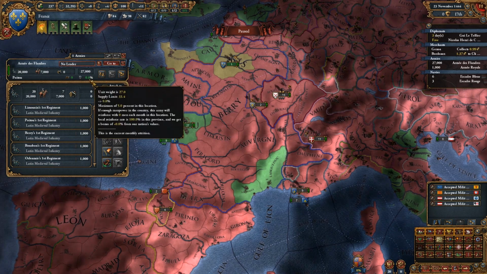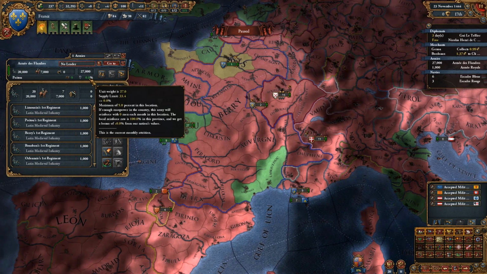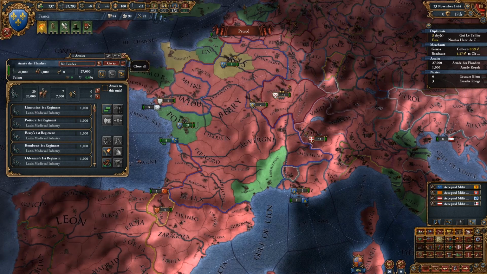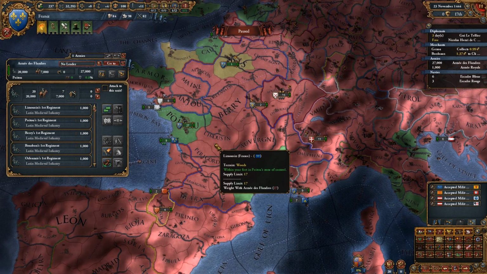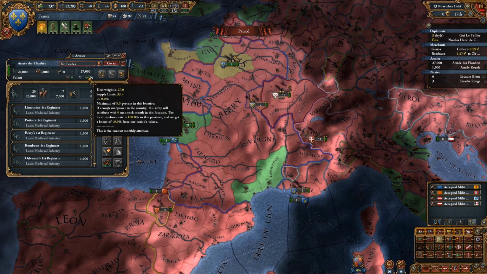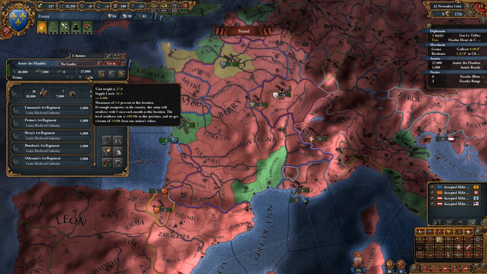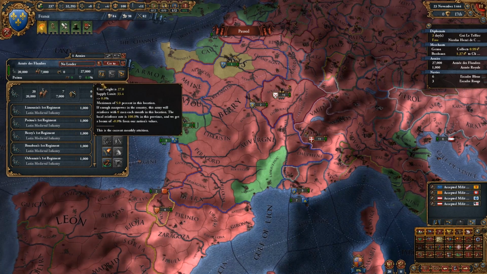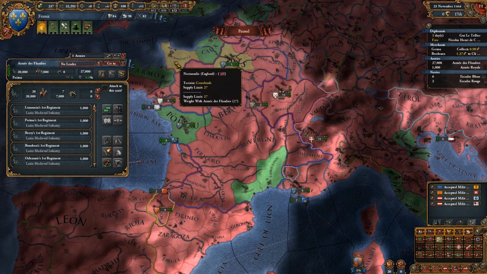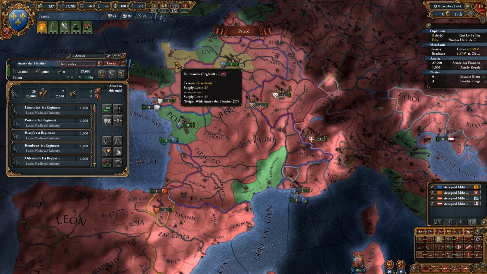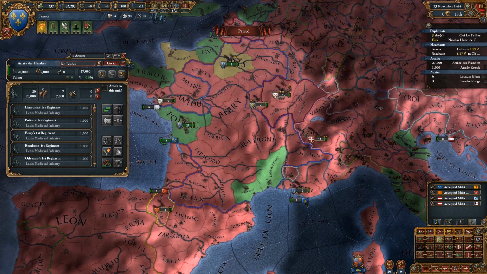Their current attrition, which is shown here, is 0, which means we're not losing any manpower. If I were to move this army through one of these red provinces, they would be suffering maximum attrition, and I'd be losing 5% of my men every month for sitting in a province that doesn't have a high enough supply limit. If I was to move through one of these yellow provinces, I wouldn't be suffering maximum attrition, but I would still be getting some attrition from moving through them.